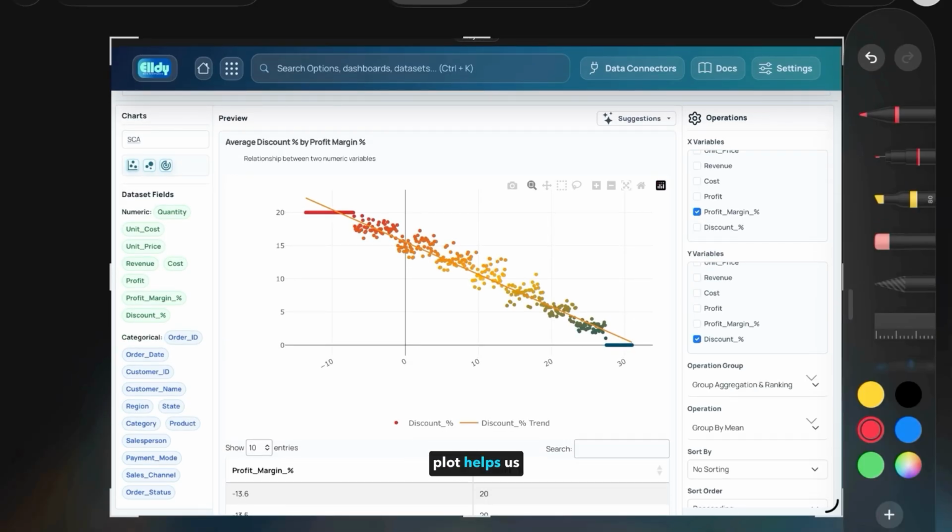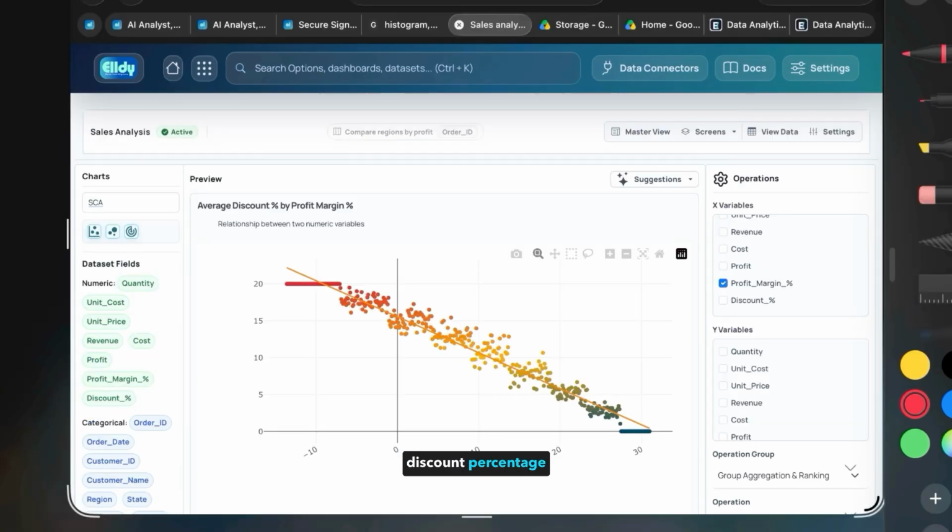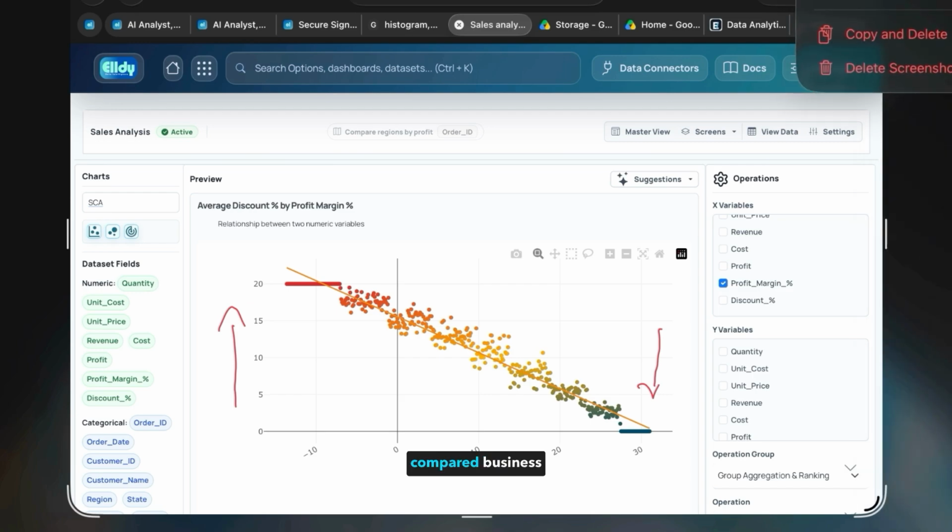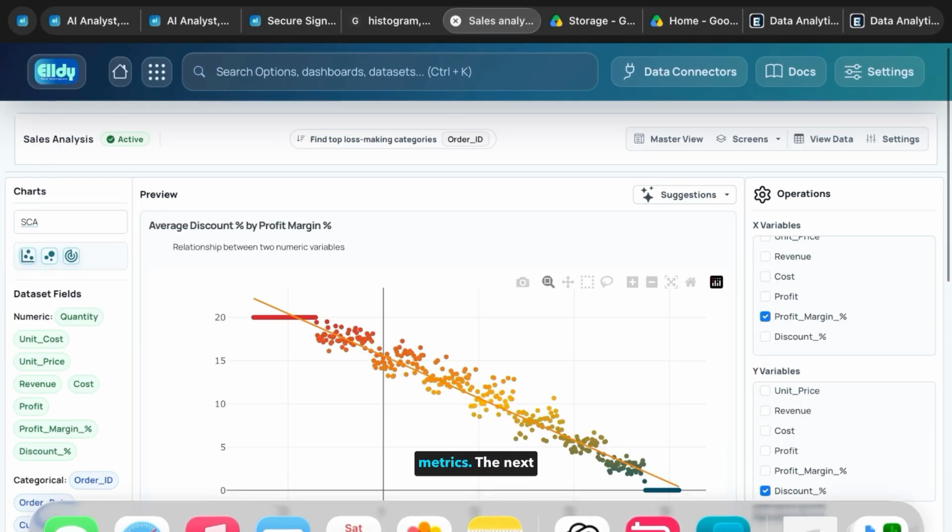A scatter plot helps us understand the relationship between two numerical variables. In this analysis, we've discovered a clear negative relationship between discount percentage and profit margin. As discounts increase, profit margins generally decrease. Insights like these help businesses make better pricing, marketing, and sales decisions. So far, we've understood our data, identified unusual transactions, compared business performance, and discovered relationships between important business metrics.